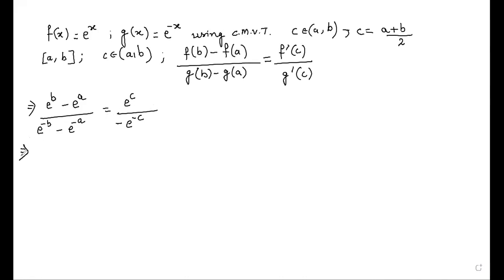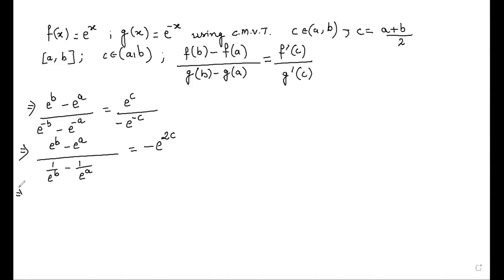Let us see what happens. It becomes e to the power of B minus e to the power of A. The numerator remains as it is, and the denominator I am writing as 1 by e to the power of B minus 1 by e to the power of A. And the right hand side becomes, a negative sign will be there, e to the power of minus C will go up, so it becomes e to the power of twice C. Minus C becomes plus C, and C plus C is twice C.